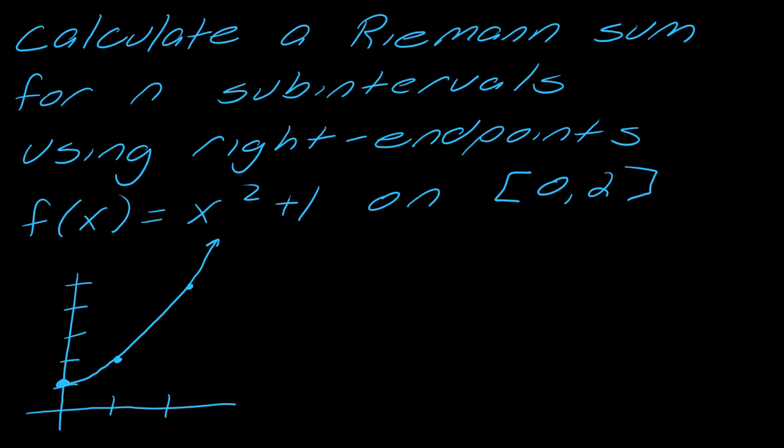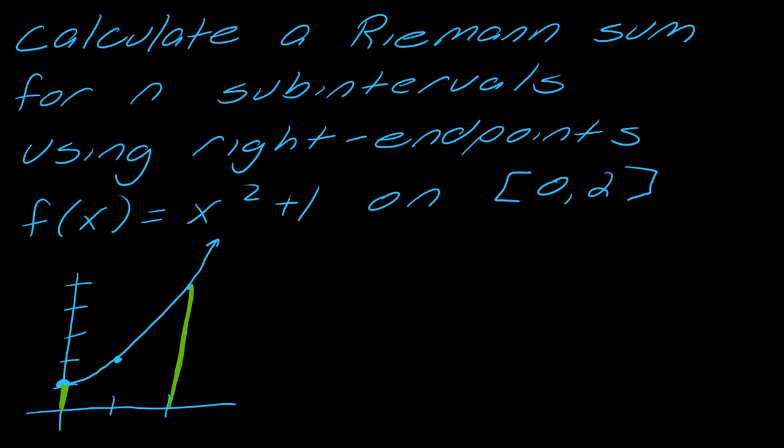Now I want to add a little bit more onto our thought experiment here, and I really want to drive home where this is all going. So we're going to calculate another Riemann sum just for the general n subintervals. We're going to do this using right endpoints for f of x equals x squared plus 1 from 0 to 2. So I went ahead and drew that here. So from 0 to 2, so that's going to be from here to here.